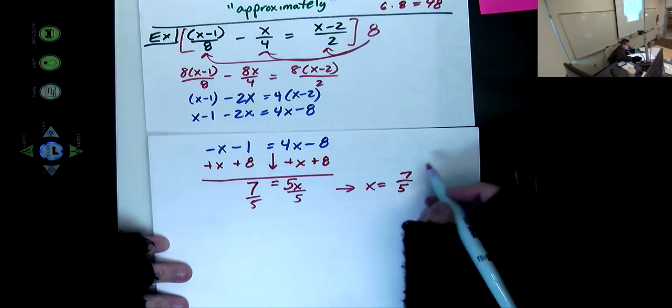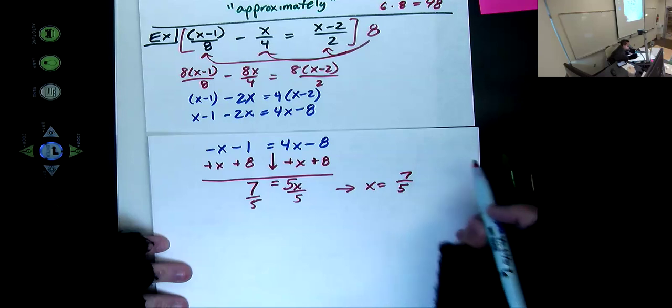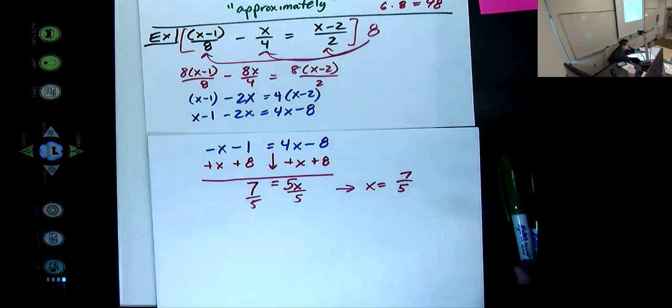Which you could check by plugging in. Although, I don't think I want to do it. It's tedious, but it is doable. Maybe if we're done at the end of the day, I'll come back and do the check for you. We still got plenty of time.